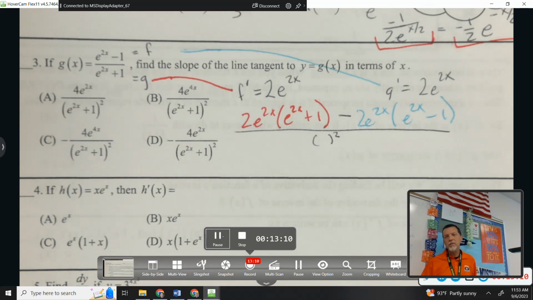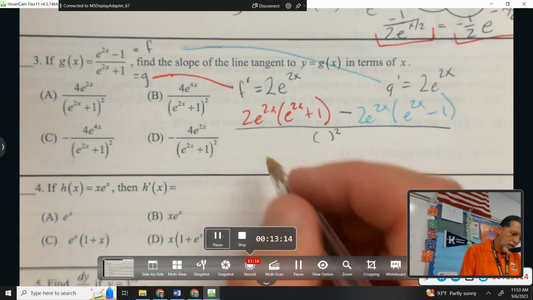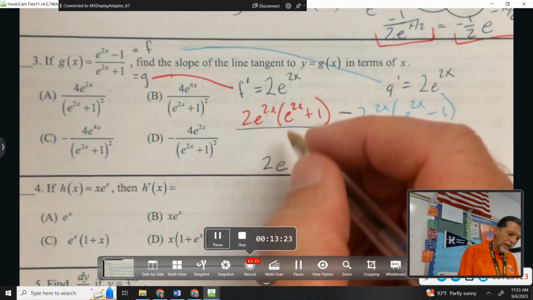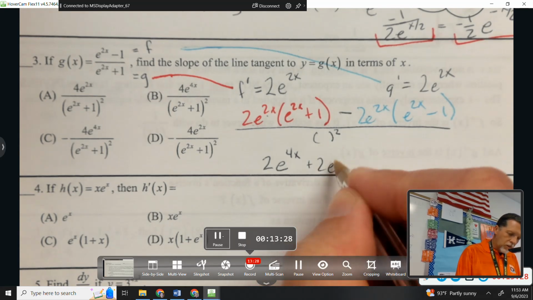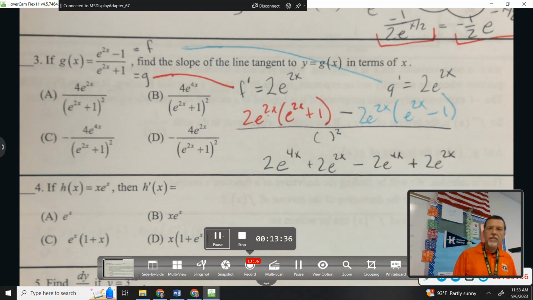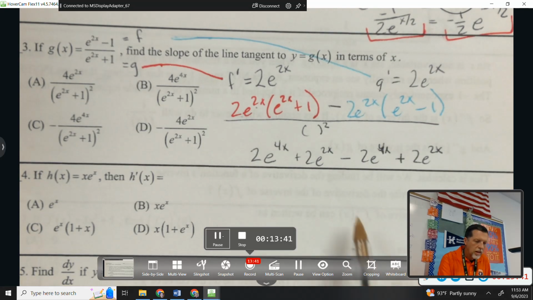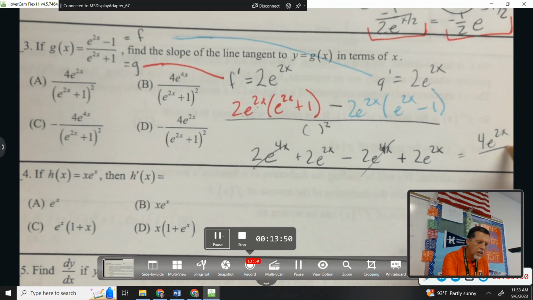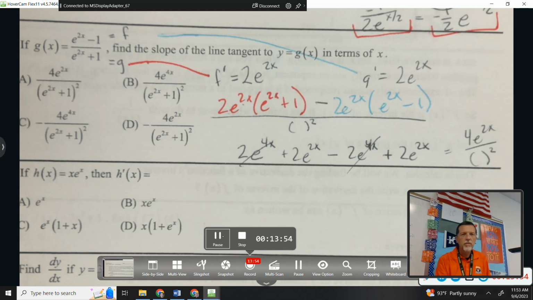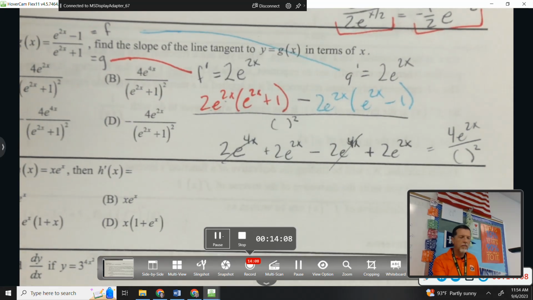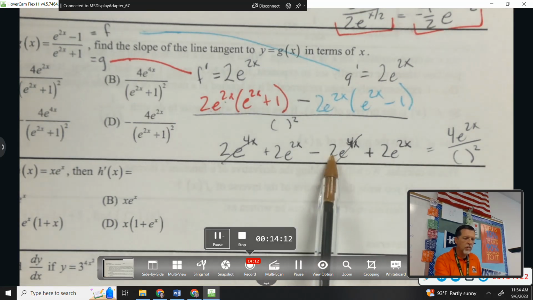Now it's an algebra problem for the top to see what it simplifies to. So 2e to the 2x times e to the 2x would be 2e to the 4x, because we added the 2x and 2x and got 4x. Plus 2e to the 2x minus 2e to the 4x plus 2e to the 2x. Let's see, the e to the 4x's will cancel, and that leaves me with 4e to the 2x over the denominator squared. 4e to the 2x over the denominator squared is answer choice A. Calculus is easy, algebra is hard. Would not be negative. This negative sign helped this one cancel, and then negative times negative made that one positive.